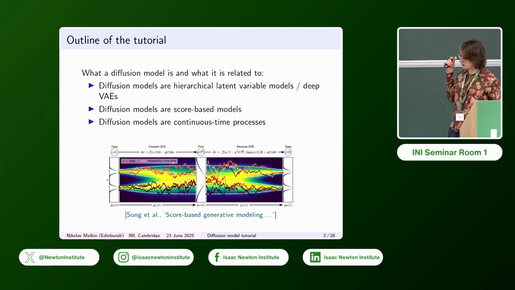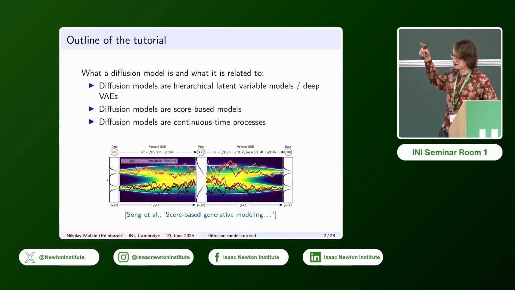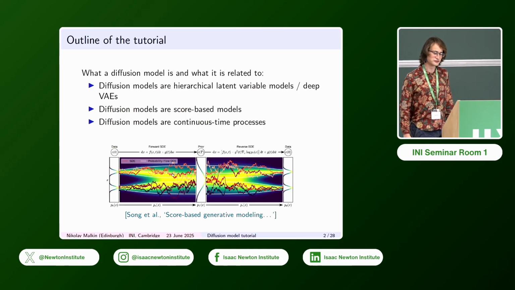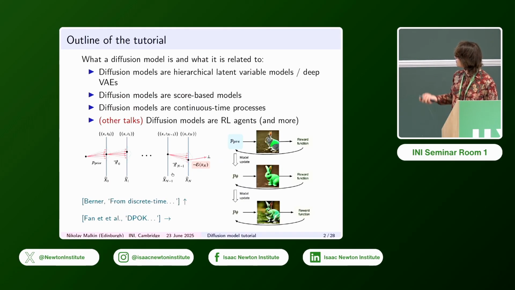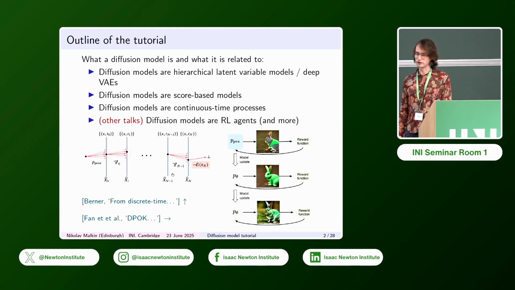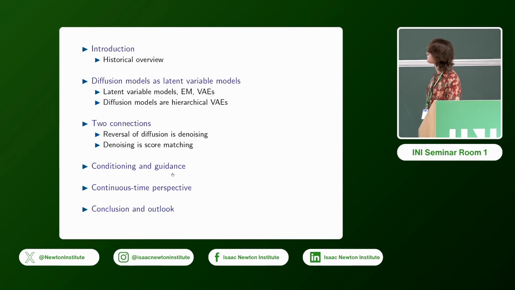Now, we probably won't get to all of these things in detail, but it's just important to realize all these connections exist, and somehow there's a fruitful transfer of ideas and algorithms between these 3 points of view. And in the other talks, we'll hear some other points of view, like diffusion models are actually RL agents or amortized samplers. So here's the plan of what we'll do today.